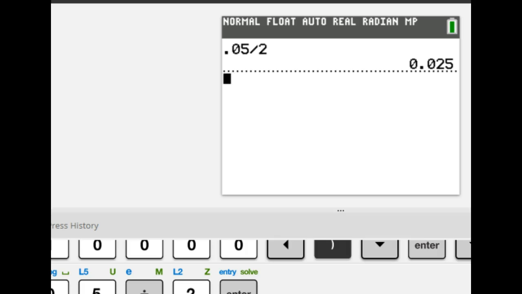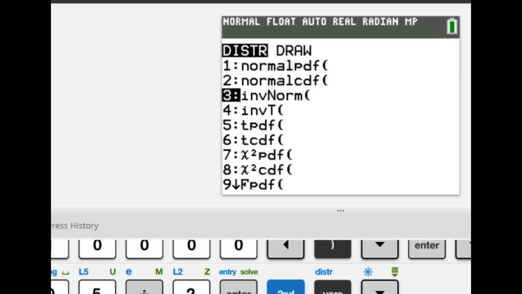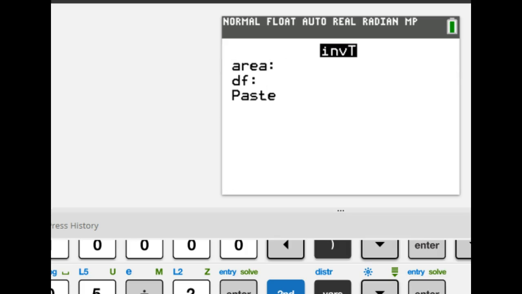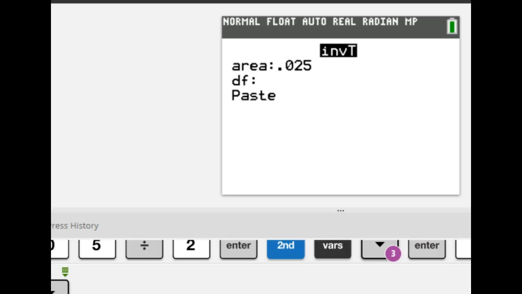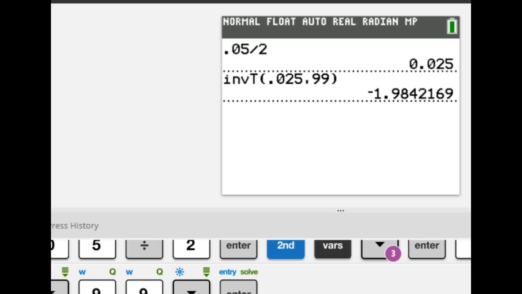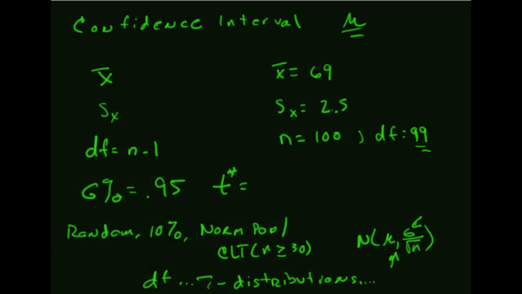Instead of inverting the norm, I'm going to go second vars and choose invert t. I want 0.025, and my degrees of freedom are 99, because I have 100 in my sample. I paste, and the value is 1.984. So my t star is 1.984. That's like my standard score. Now I need something to stand in for the standard deviation.